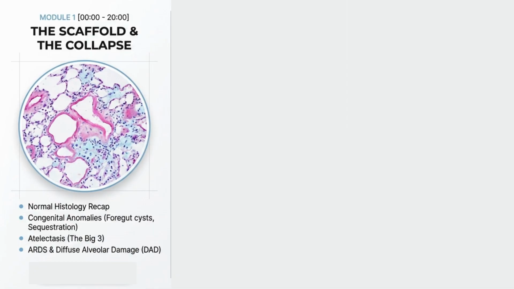Moving to our first block, we have Module 1, titled The Scaffold and the Collapse. We will start with a normal histology recap to set our foundation. Then we will cover congenital anomalies, specifically focusing on foregut cysts and sequestration. Next up is Atelectasis, where we'll break down the big three mechanisms you need to know. Finally, we tackle ARDS and diffuse alveolar damage or DAD. For those tracking your competencies, this module covers NMC competencies PA 3.5.